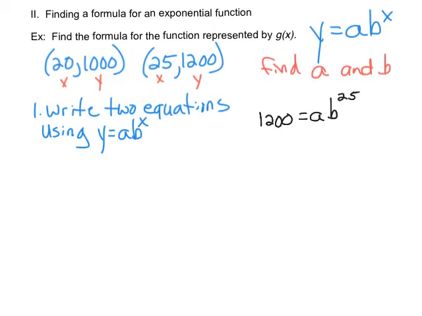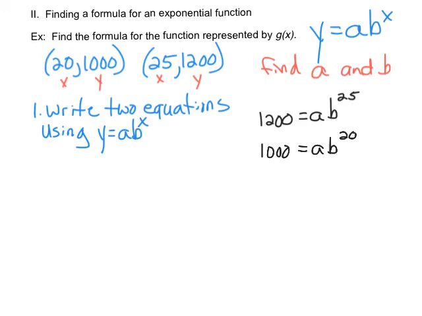And then I'm going to do the same thing using the other coordinate. So that's going to be 1000 is equal to a times b to the 20. So we need to solve that system, but we can't solve it using addition or substitution. That's not going to work for us.